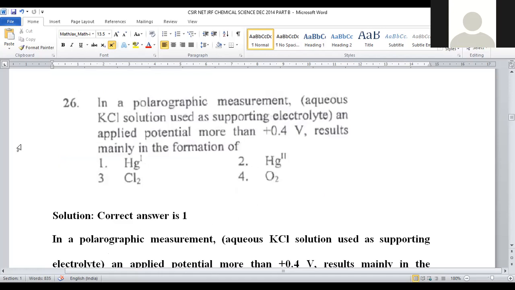Next, let us move on to question number 26. In a polarographic measurement, aqueous potassium chloride solution is used as a supporting electrolyte, and an applied potential of plus 0.4 volts results mainly in the formation of, right?